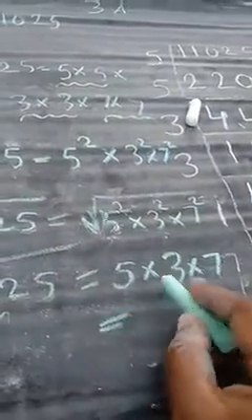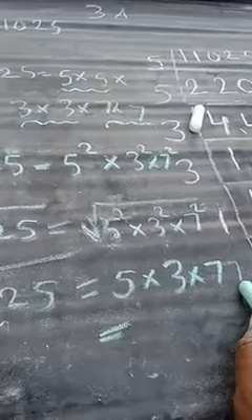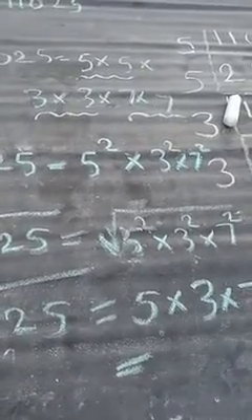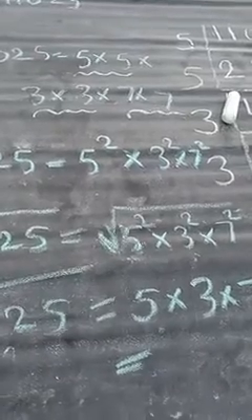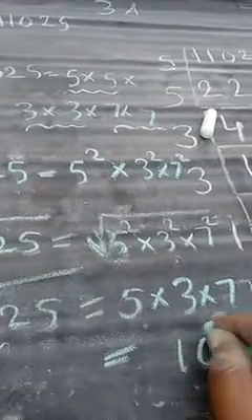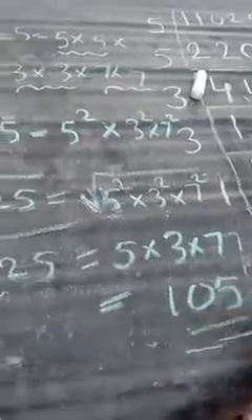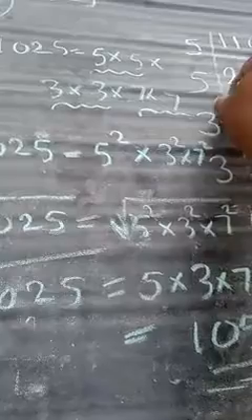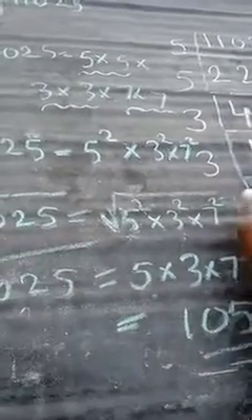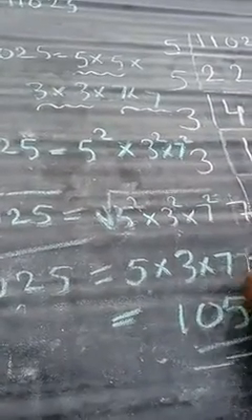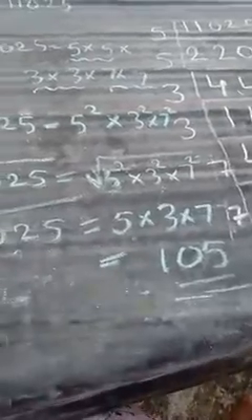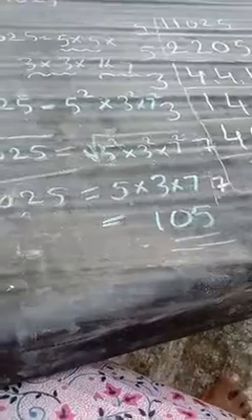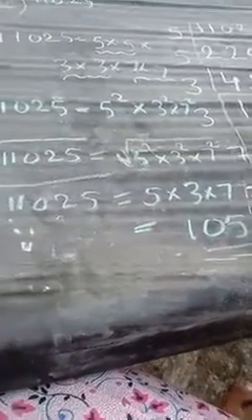Okay, so which is equal to 5 into 3 into 7. 5 3's are 15. 15 into 7 is 105. Okay, 105 is the answer. Clear? The square root of 11,025 is 105. Clear?